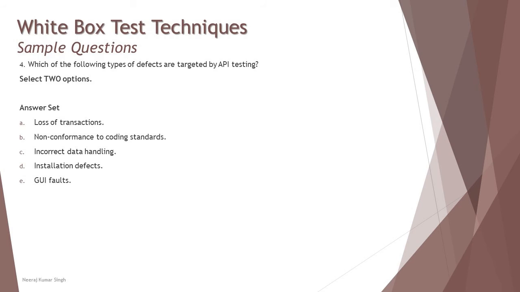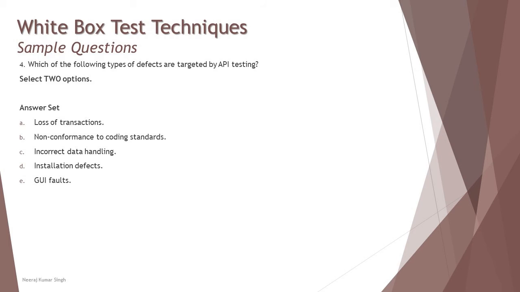D, installation defects. I think this is not listed among the types of API testing. Installation testing is different, and installation defects are handled by that. And the last one is GUI faults. GUI is not at all applicable when it comes to API, because API does not have a user interface.